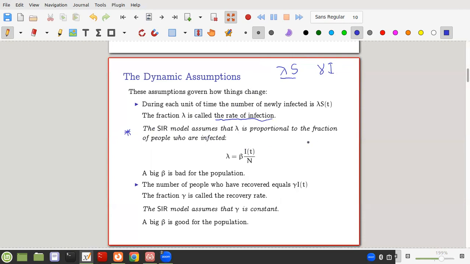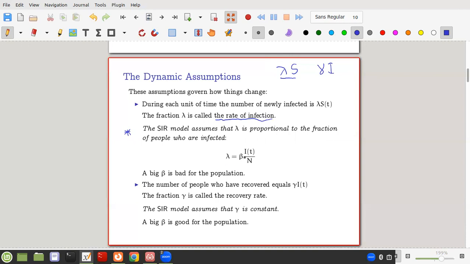It assumes that lambda is proportional to the fraction of people who are infected. So here's the number of people who are infected, here's the total number of people. So this I over N is like half the people, 1/10 the people, 1/3 the people are infected. That seems a natural assumption. The more people that are infected in the population, the larger lambda, the fraction that actually gets sick, is. If there's more people who are sick, the fraction will be larger.